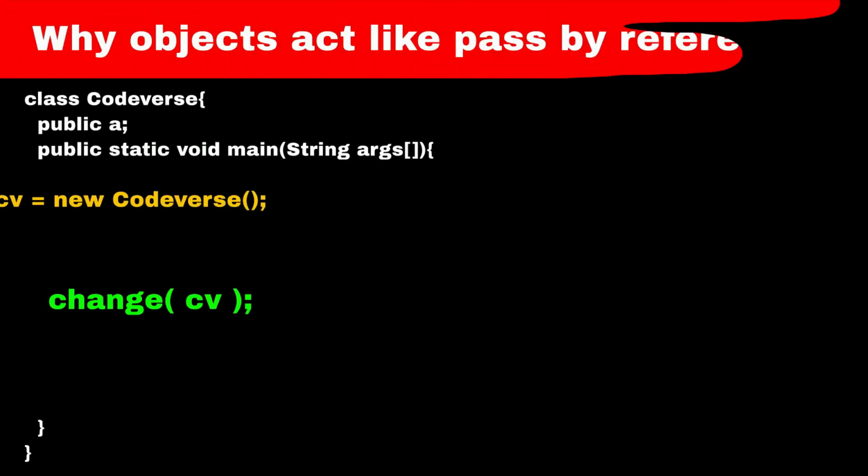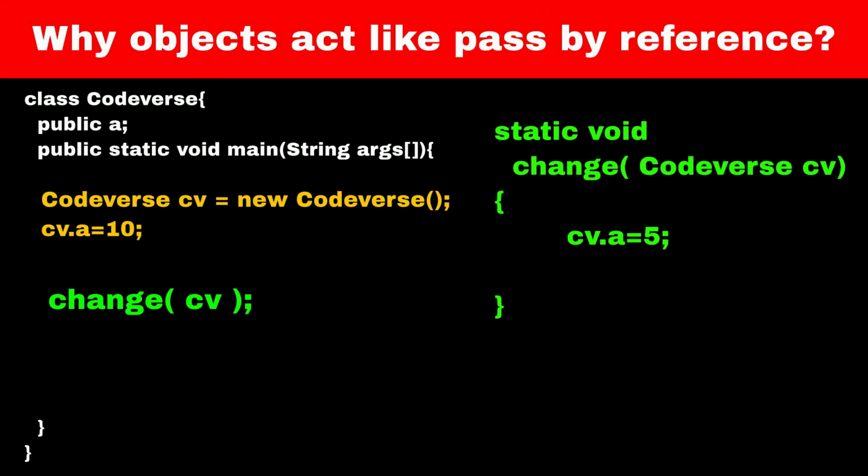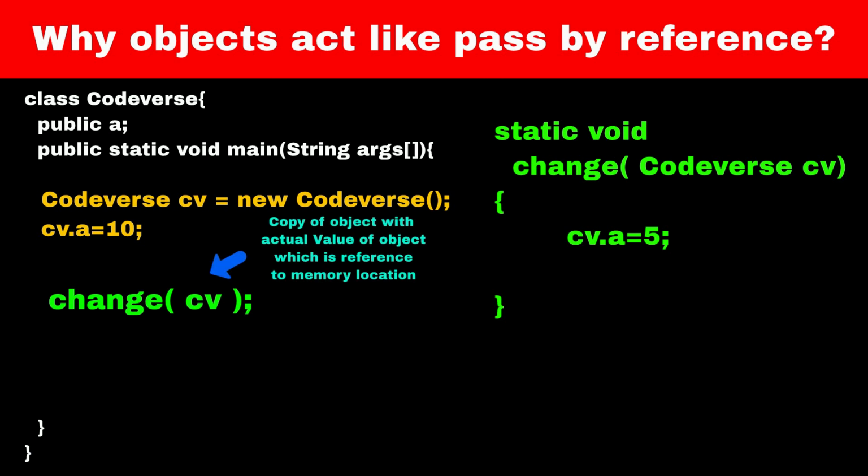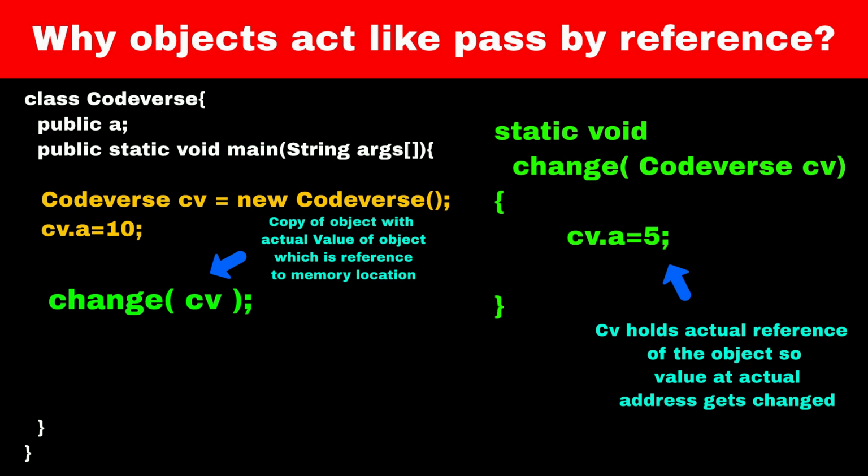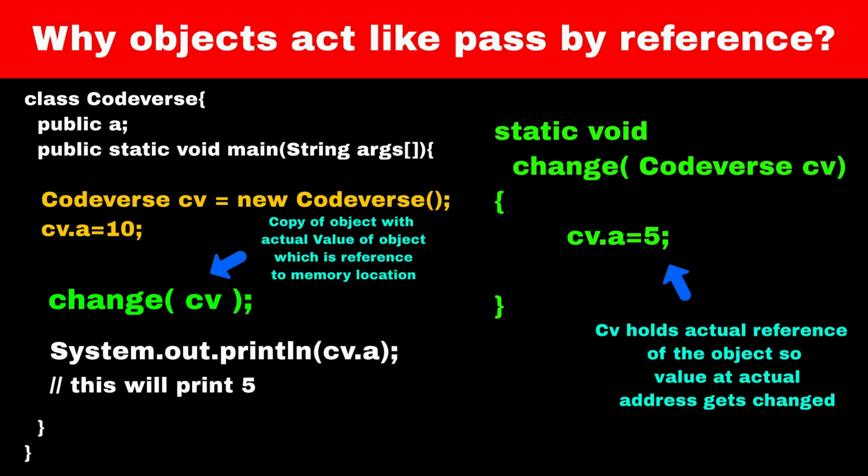Java uses pass by value. So when you pass an object to a function, Java will create a copy of the object variable with the same value. However, in the case of an object, the value is nothing but the reference to the actual data. So the reference will get passed. And when you change the value inside the function, the value at that reference will get changed. Therefore, if you try to access that variable outside the function, you will get the modified value.